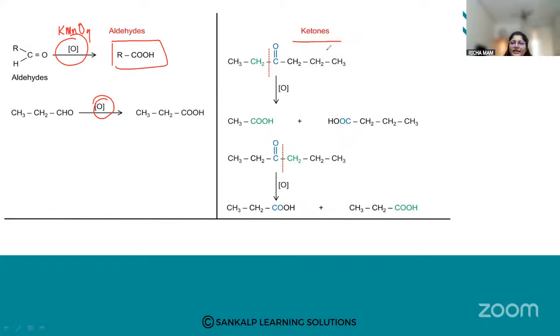Then again, I have taken a ketone here. What am I going to do with the ketone? You can see this is one group and this is another. I am going to do oxidation. The cleavage will take place at the C-C bond. So what happens? One product is CH3COOH, another is CH3, CH2, CH2, COOH. Addition of oxygen takes place. These are the different examples, so like this we get the oxidation.